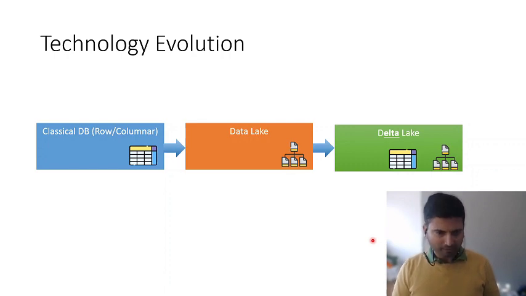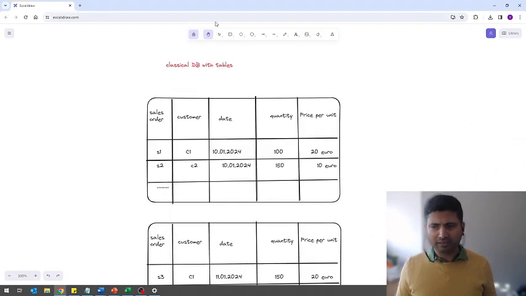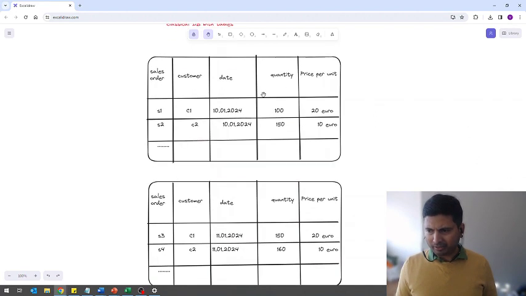However, this all the time does not quite work. Just to explain simply, we all know DB tables are simple tables. You have a sales order as an example here.